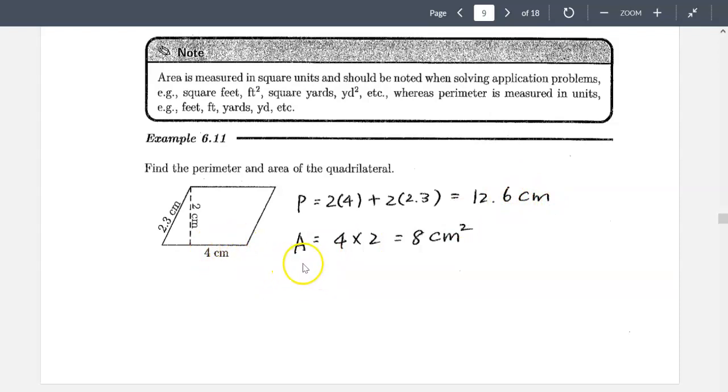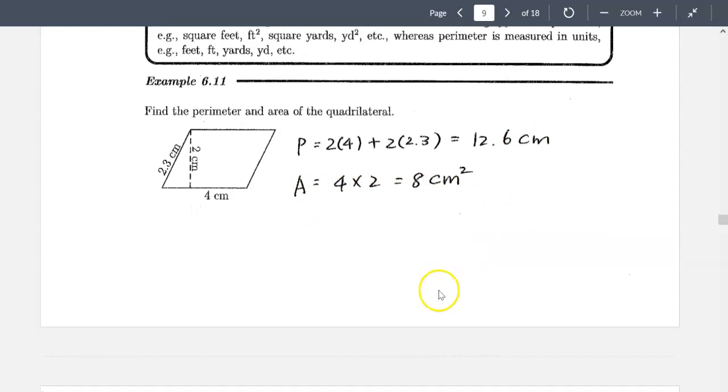But area, on the other hand, is base times height. So base is 4, height is 2. Now, how do you know which number to use as base and height? Look for where it's perpendicular, the 90-degree angle here. So you have a 4 here, you have 2 here, so 4 times 2, it's 8. Now, the unit is centimeter. When we talk about area, it's centimeter times centimeter. That's why it's centimeter square.